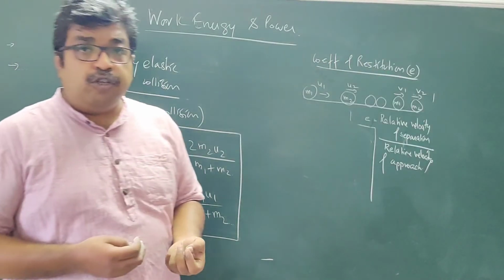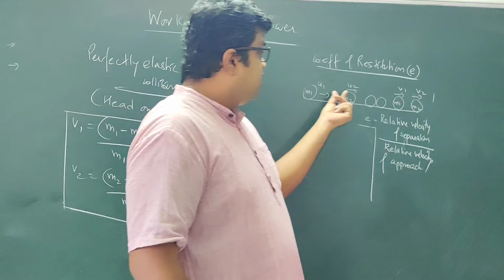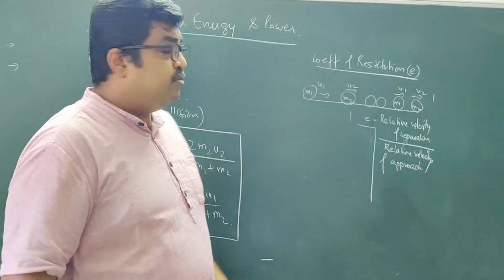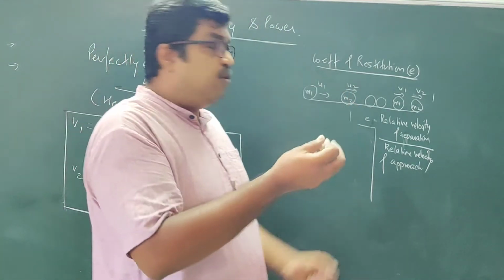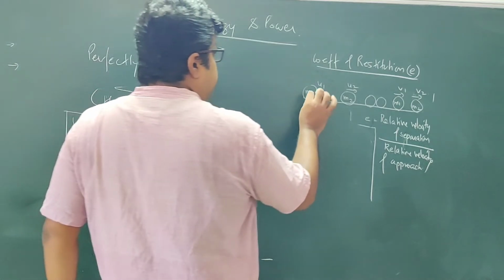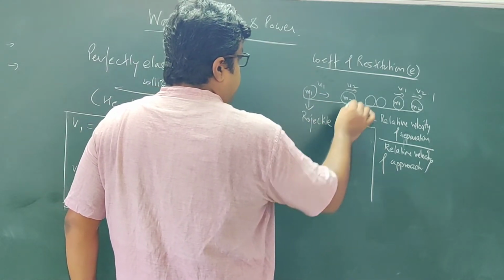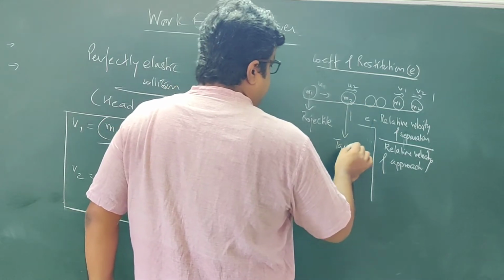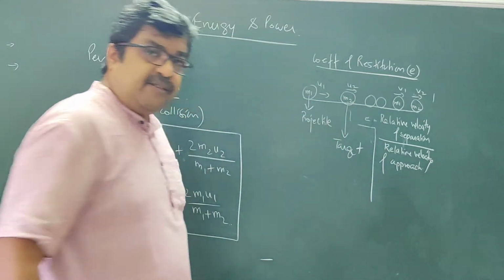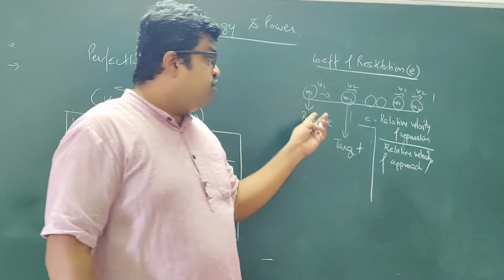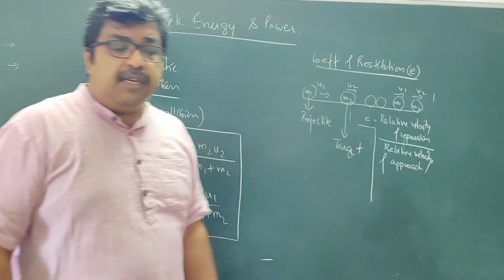In the language of collision, M1 is striking M2. So in the language of collision, M1 is called the projectile and M2 is called the target, because the projectile is hitting the target.